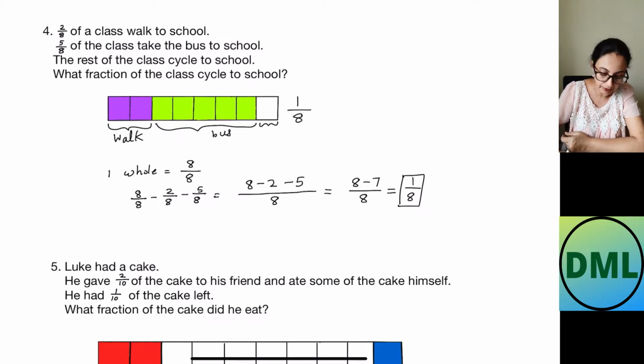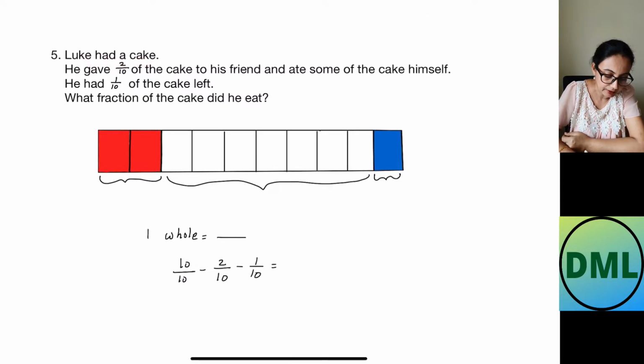Let's see one more example. Luke had a cake. He gave 2/10 of the cake to his friend and ate some of the cake himself. He had 1/10 of the cake left. What fraction of the cake did he eat? I need to ask you, the cake has been divided into how many equal parts? 10 parts, right? The cake has been divided into 10 equal parts. As you can see, 1, 2, 3, 4, 5, 6, 7, 8, 9, 10 parts. 10 equal parts I have drawn for you.